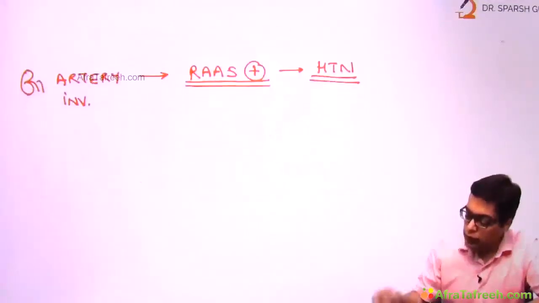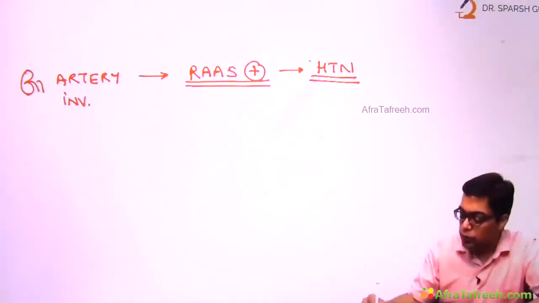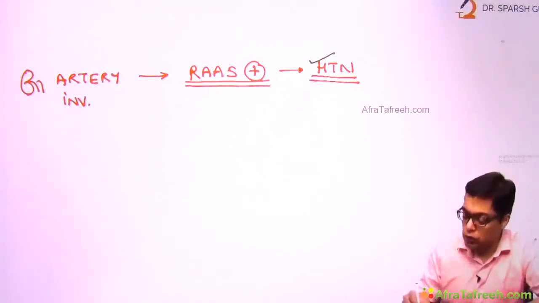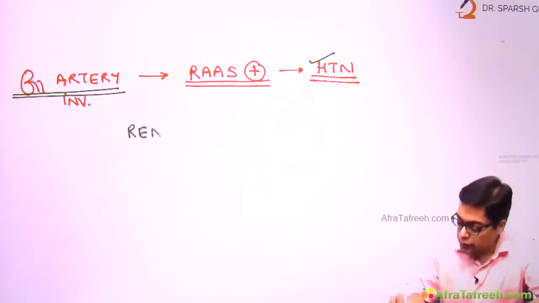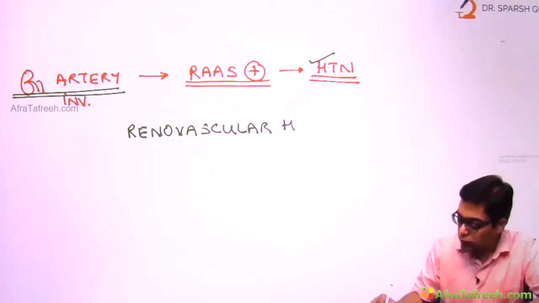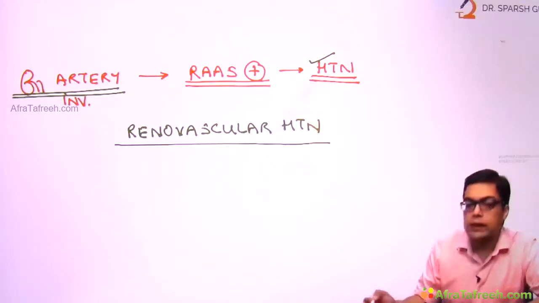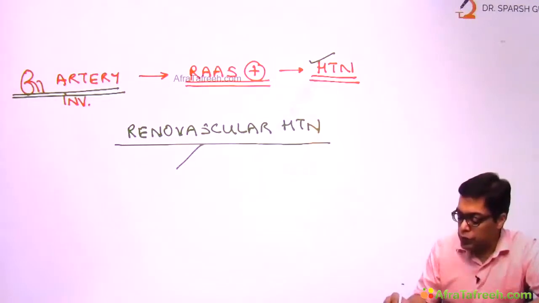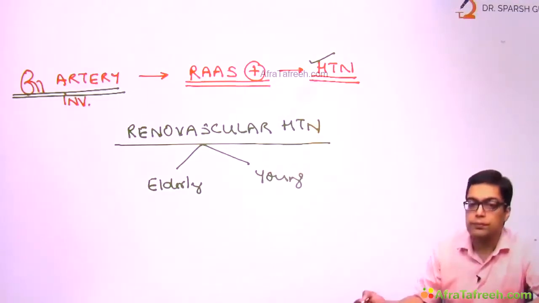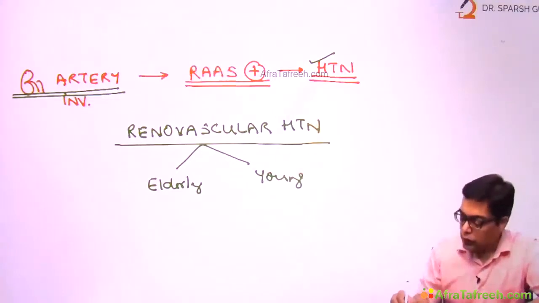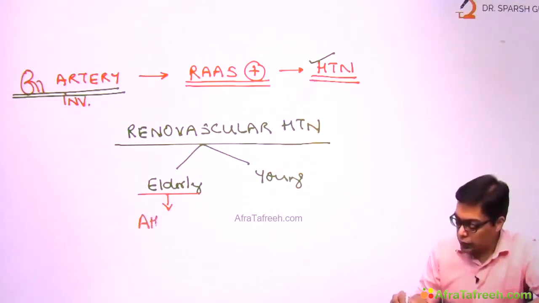Why do we need to understand that particular fact? When we have a patient who develops hypertension because of a vascular problem of the renal artery, this is a condition which is given the name of renovascular hypertension. And why do we need to talk about this? When we talk about renovascular hypertension, this can be seen in elderly individuals. It can be seen in young individuals. The reason for the development of renovascular hypertension in elderly individuals happens to be atherosclerosis.